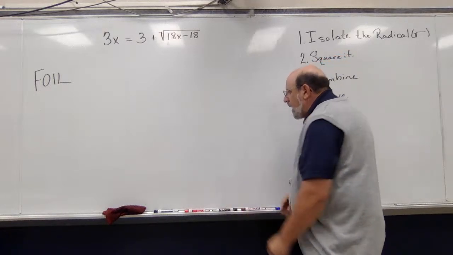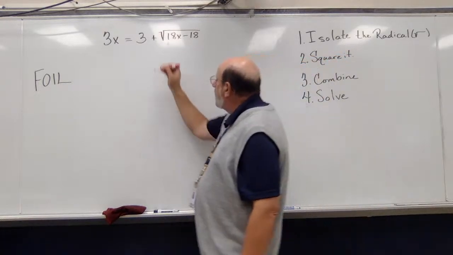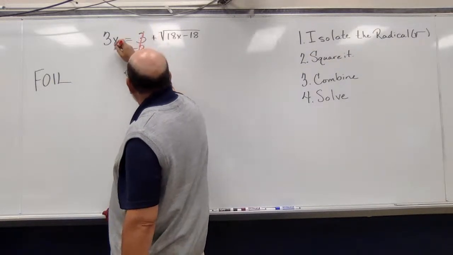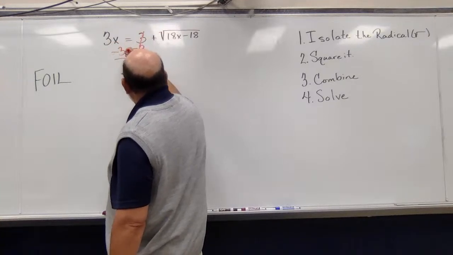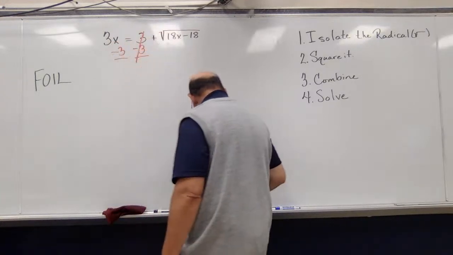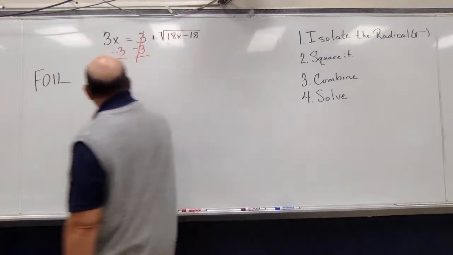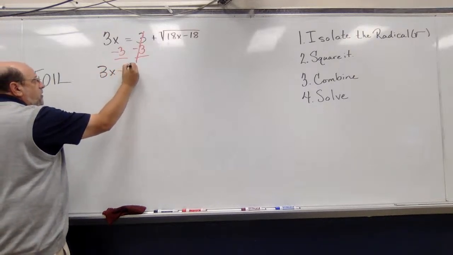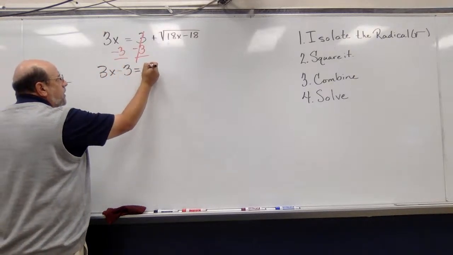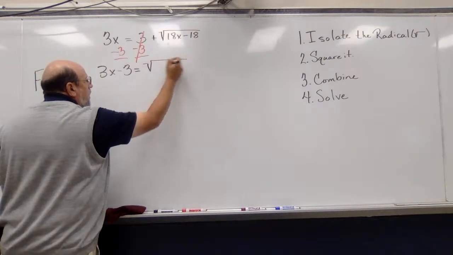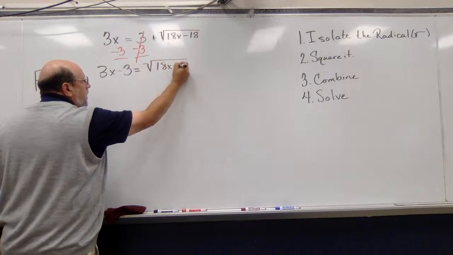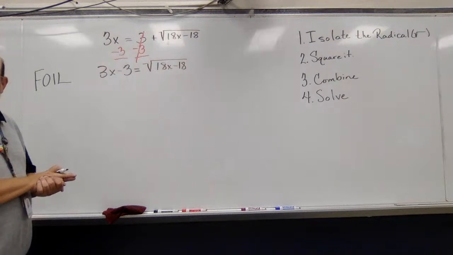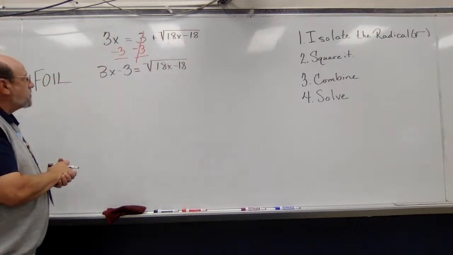So my first step is to isolate the radical. So I'm going to subtract 3 from both sides. That gets removed there and put over here. So my new equation is 3x minus 3 is equal to root 18x minus 18. That looks more like it. Look at that. I did something right for a change. That's where I made my big mistake last time.